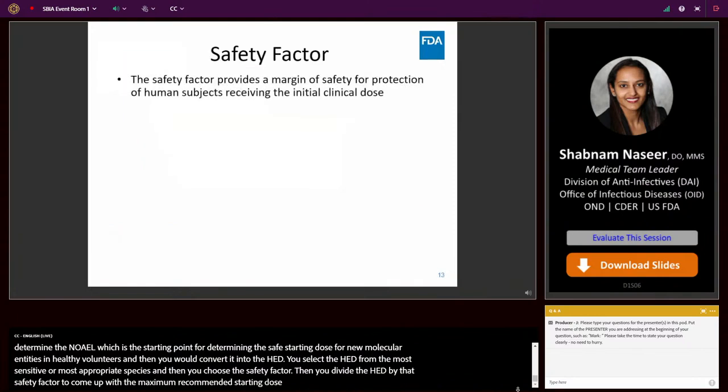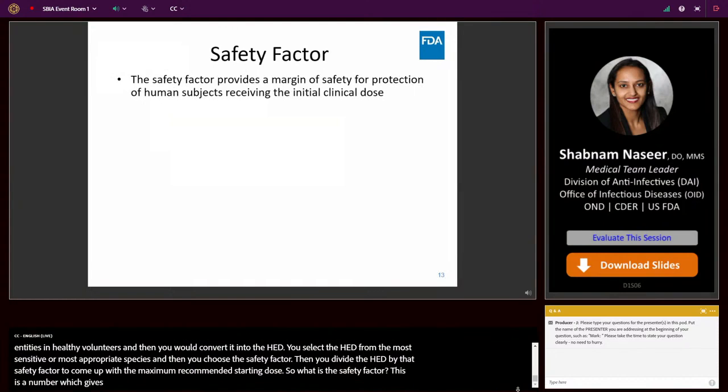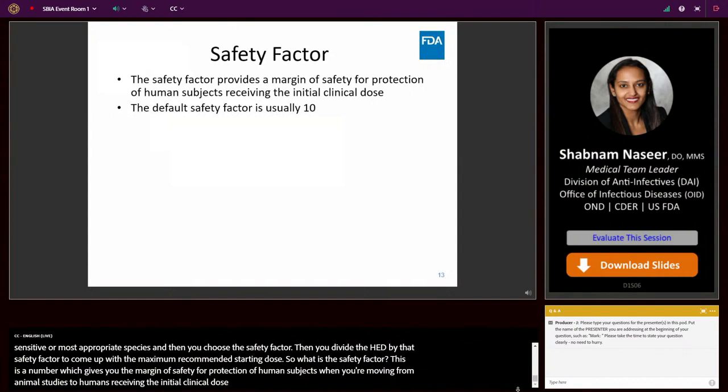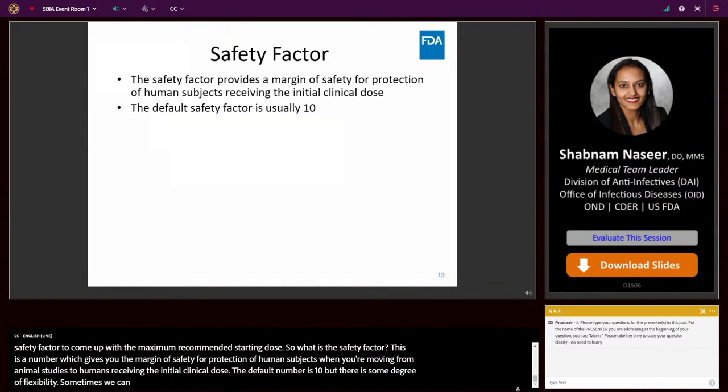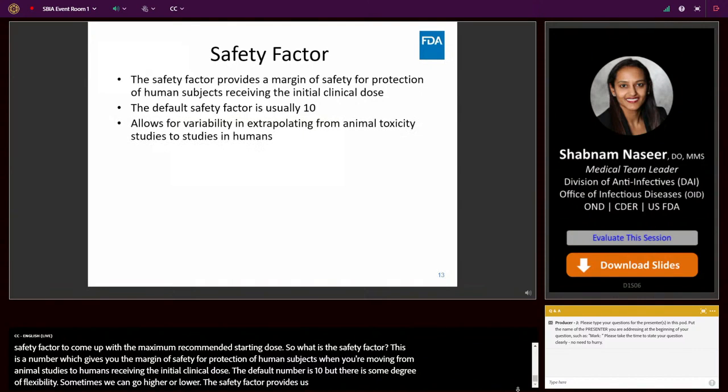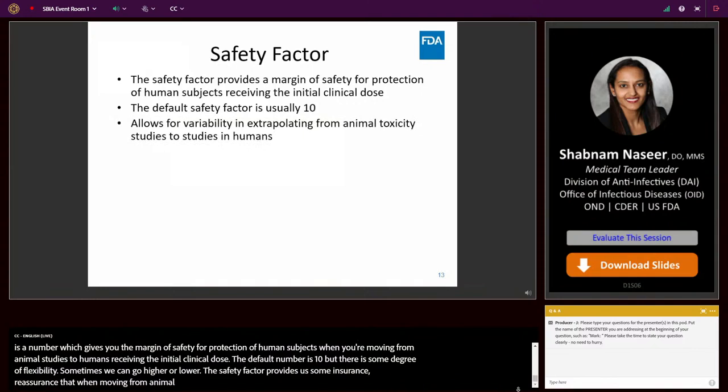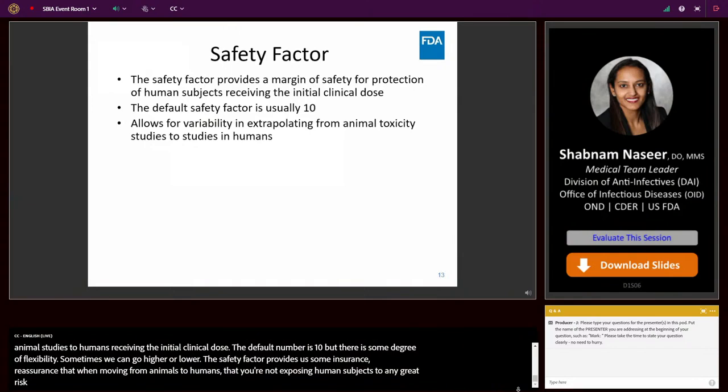So what is the safety factor? This is a number which gives you a margin of safety for protection of human subjects when you're moving from animal studies to humans receiving the initial clinical dose. The default number is 10, but there is some degree of flexibility. Sometimes we can go higher or lower. The safety factor provides us some reassurance that when moving from animals to humans, you're not exposing human subjects to any great risk. One knows that there is variability when you move from animals to humans, and the safety factor allows for variability to be accounted for.